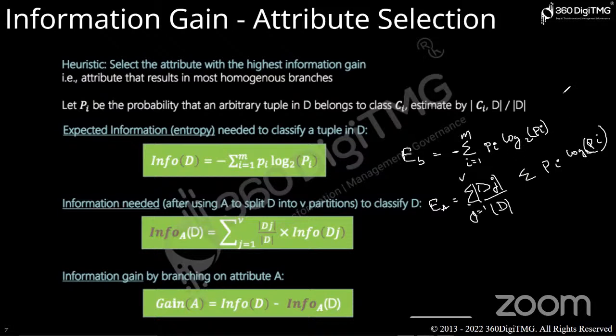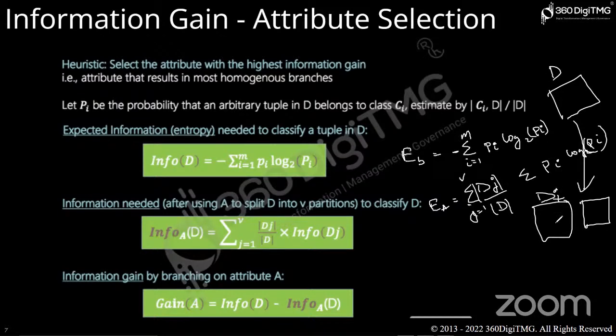This is for the original data set, and this is the data set after split. This data set will be split into two more data sets, and this is one of them, Dj. This is D, this is Dj. This way we calculate the entropy before and the entropy after, and then we subtract to get the information gain. For that we just do EB minus EF and we'll get the value.